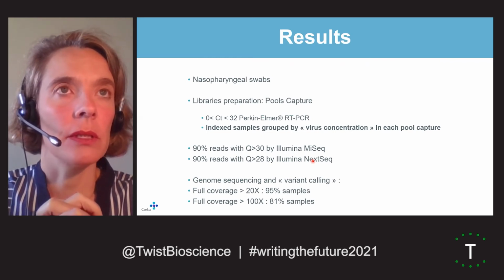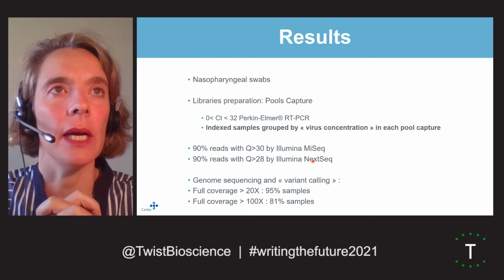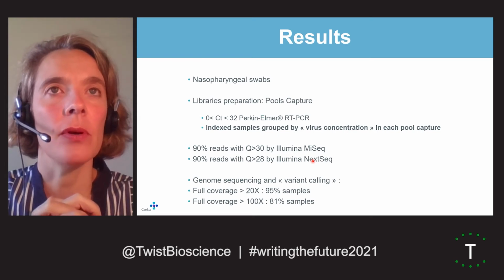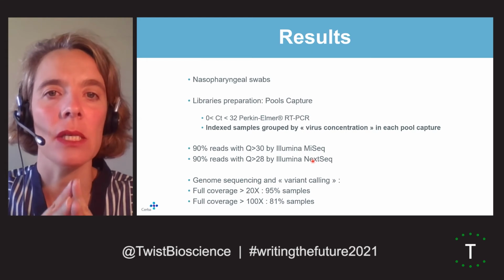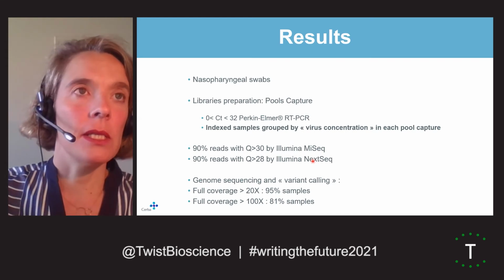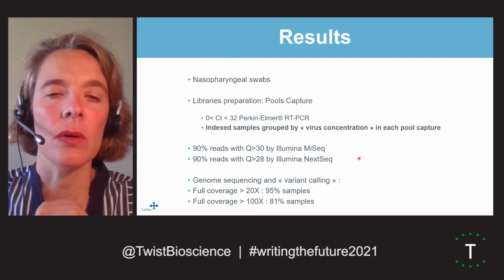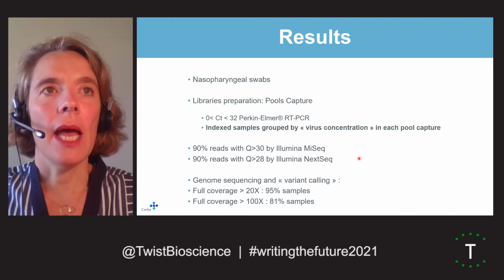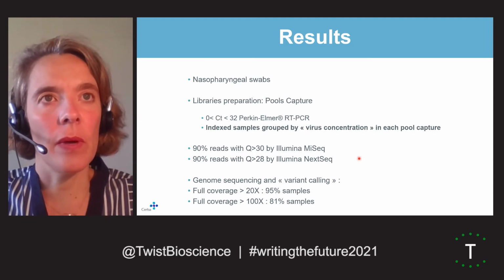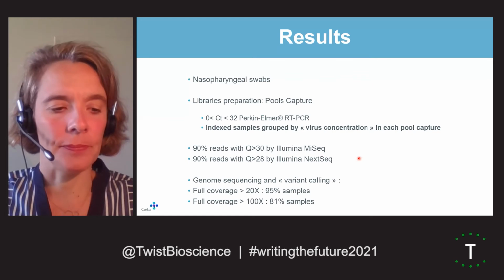Cycle thresholds inferior to 32 by Perkin-Elmer RT-PCR, and indexed samples grouped by virus concentration in each pool capture, are essential. As you can see, we obtain 90% of reads with a quality above 30 by Illumina MiSeq, and 90% of reads with a quality above 28 by Illumina NextSeq.